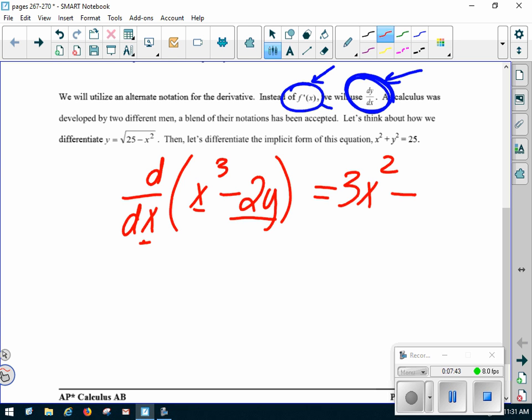I do it the way I normally would, but because my variables don't match, I have to write down dy/dx. So how would we normally take the derivative of 2y? 2. But I've got to do times dy/dx. Why? Because I am taking a derivative of a variable that's not the variable that I'm wanting.